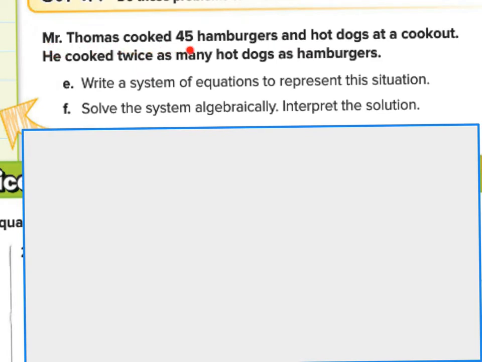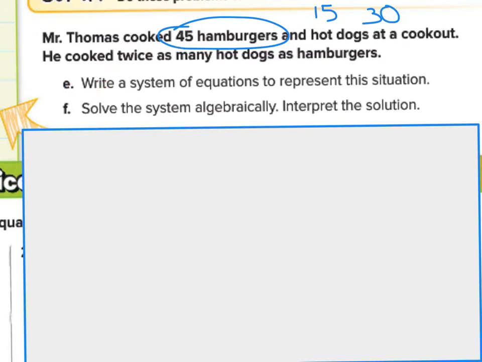Mr. Thomas cooked 45 hamburgers and hot dogs at a cookout. Okay, 45 hamburgers and hot dogs, sorry. He cooked twice as many hot dogs as hamburgers. Well, I think some of you guys can figure this out simply by looking at that number. I already figured it out that he would have cooked, because he cooked twice as many hot dogs as hamburgers, so he cooked 15 hamburgers and 30 hot dogs. 30 being double this, right? 30 being double than this number, and together the sum is 45.